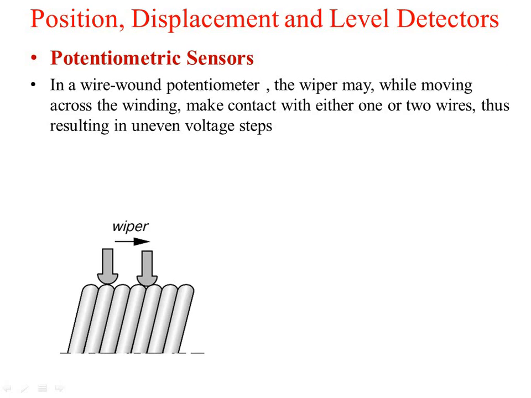Here it is, the wiper is moving. So when you move it, now let us consider that the wiper comes over here, in this position. What will happen? It is in connection with this one also and this one also. So the two connections are there. The example is given here. This is the example of that two wires connection.